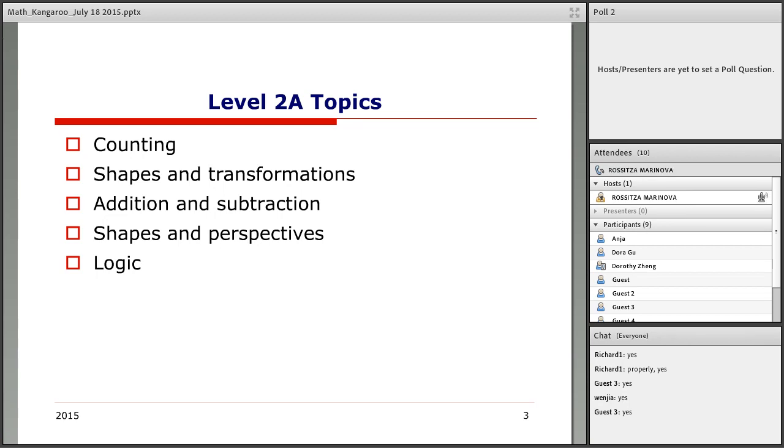We will also be looking at shapes and transformations. And probably some of the words might be new to you, like transformation. So if there are different shapes, if you turn that shape, if you rotate it, what would it transform into? Some kind of fun with shapes. That's what we will be doing. Also, again, addition, subtraction, shapes and perspectives, and logic.